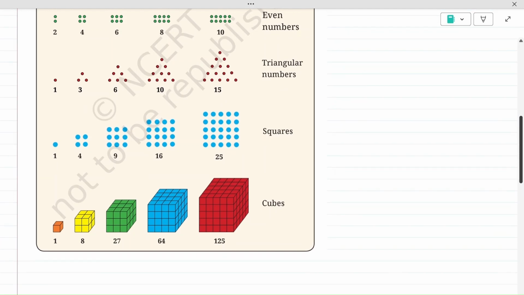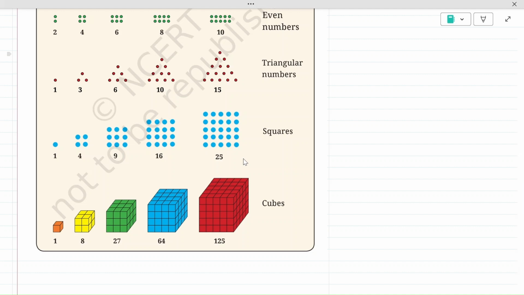Next we have squares. What is the sequence of squares? It is 1 square, 2 square, 3 square, 4 square, 5 square. So we can call it the square of the position or the square of the natural numbers or integers, right? Now here we are using dots to represent the square numbers. 1 we are representing as a single dot, 4 using 4 blue dots, 9 using 9 dots and so on. So this is how we represent squares.